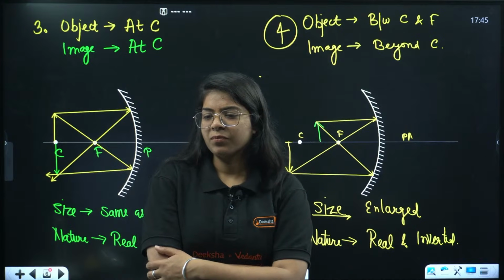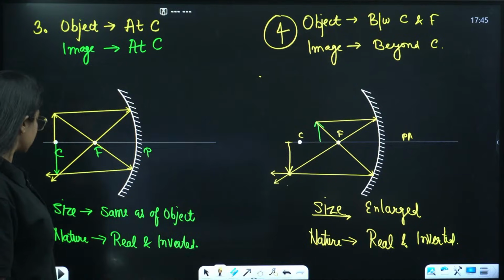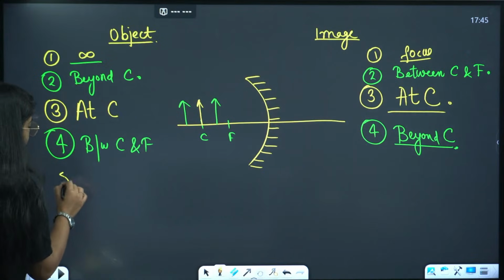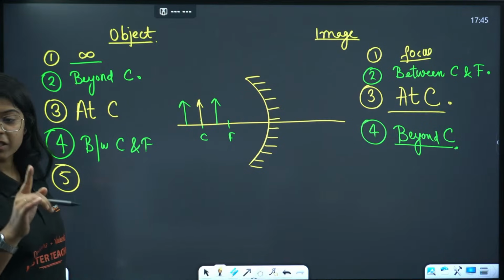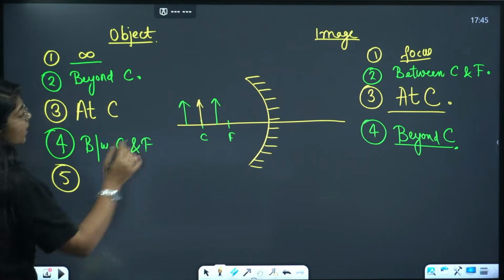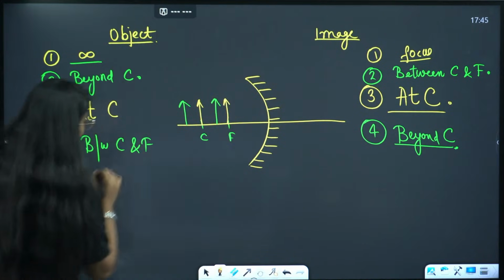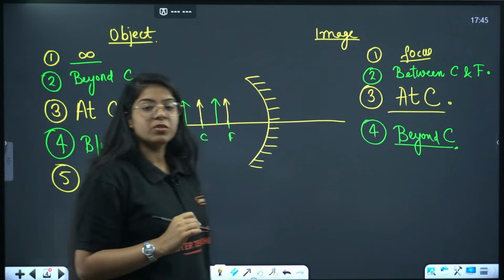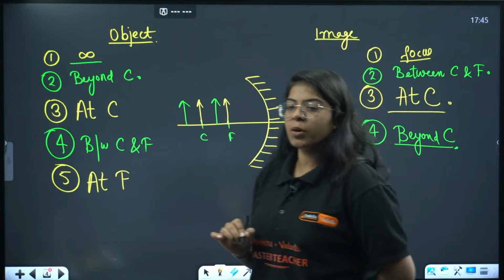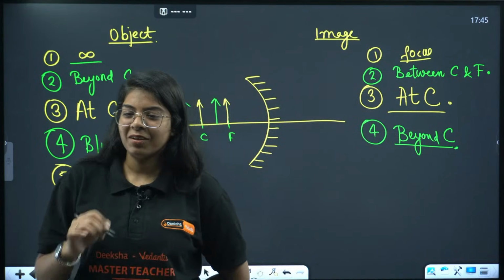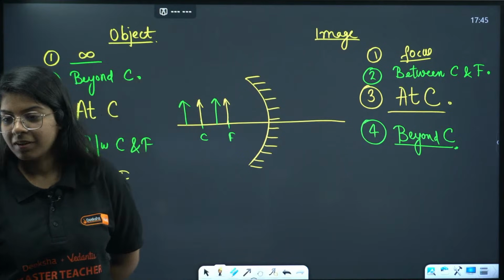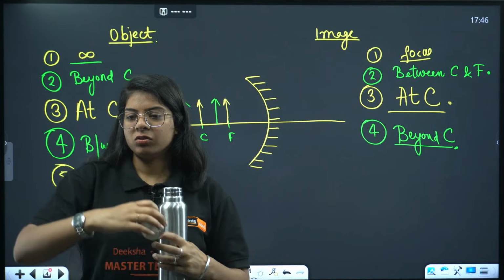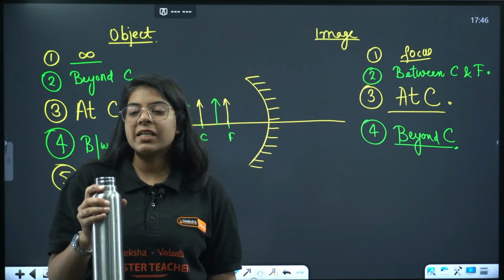ठीक है, चलो next case. Now next case is fifth case. Fifth case, Seema Yadav, if I remember it right, she said कि fifth case में where will the object be? Now the object will be at F. अभी जल्दी जल्दी बताओ where the image will be if the object is at F. Come on, come on, come on. बताओ where the image will be if the object is at focus.